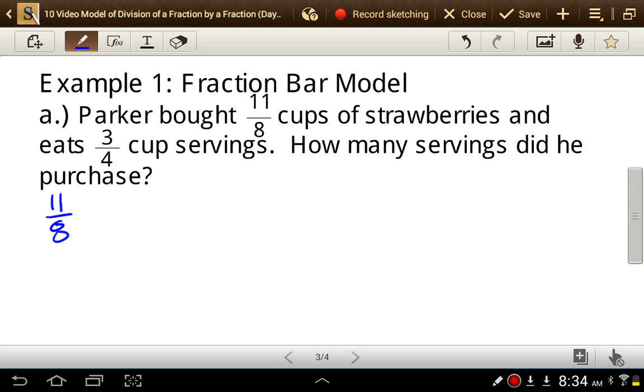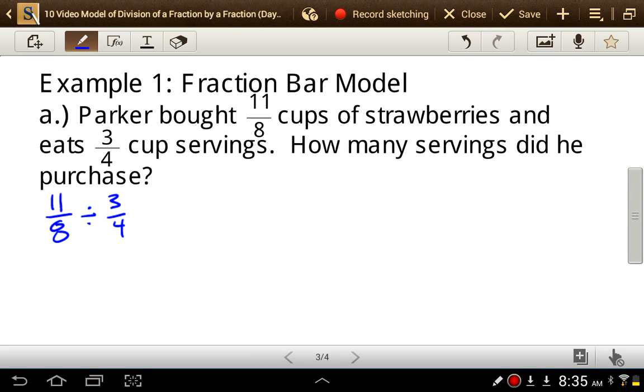So I'm dividing that by 3/4. Okay, and we want to know how many servings he has. Okay, that's the key here. He bought 11/8 cups, but how many servings did he have? Okay, so I'm dividing that because this is my original amount of 11/8. That's how much I have, and I'm breaking it into 3/4 sections. You need to know how division works.